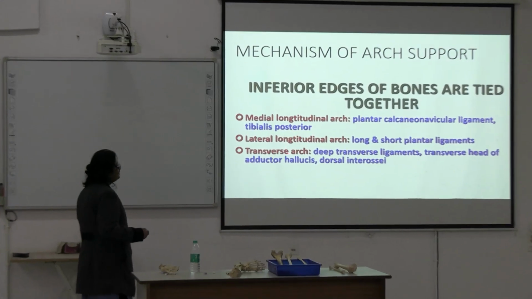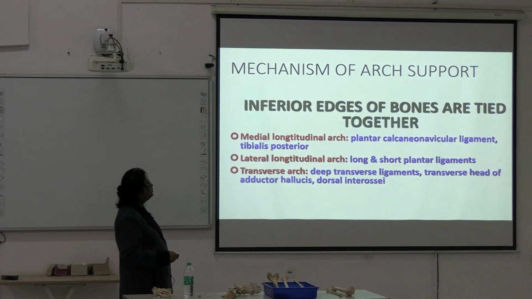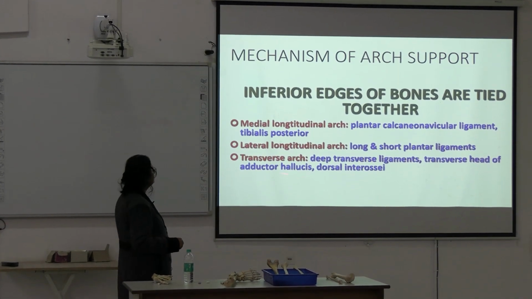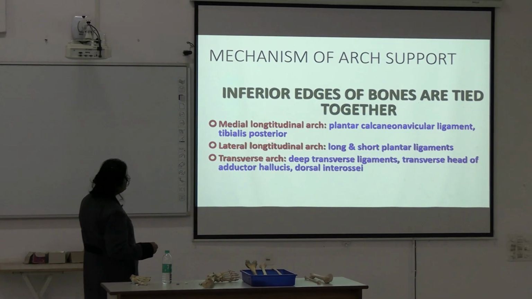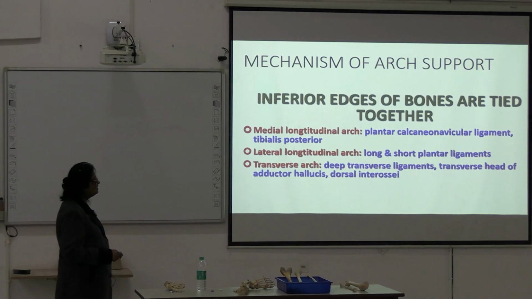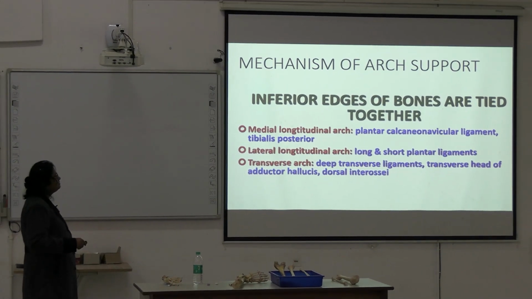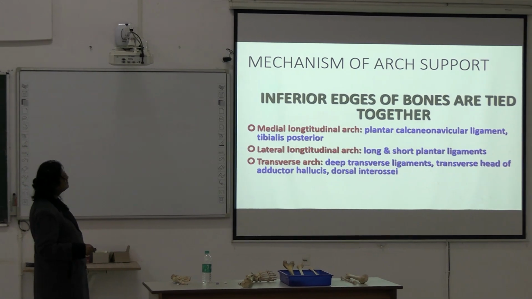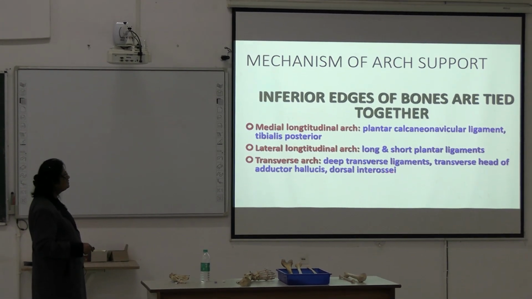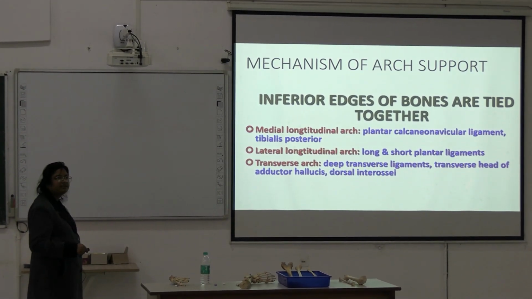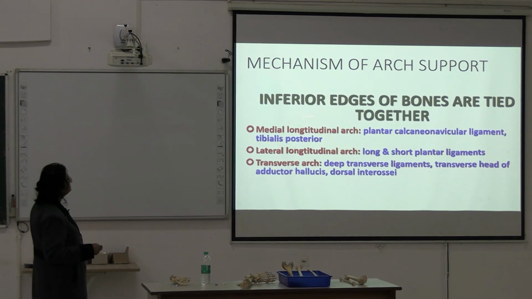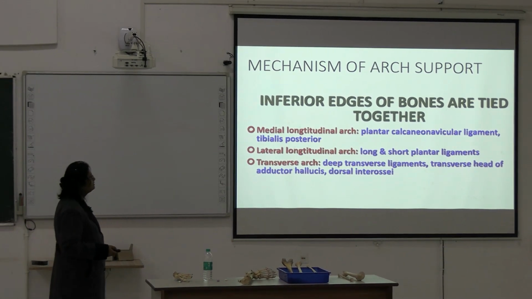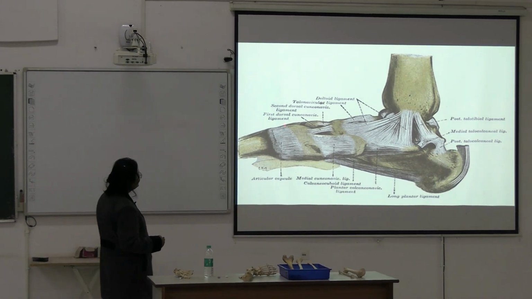So lateral longitudinal arch is formed by long and short plantar ligament, and for the transverse arch, these ligaments are acting as intersegmental ties: deep transverse ligament, transverse head of adductor hallucis and dorsal interossei. All these are acting as intersegmental ties. Next, see these ligaments.